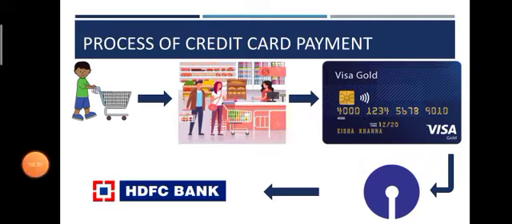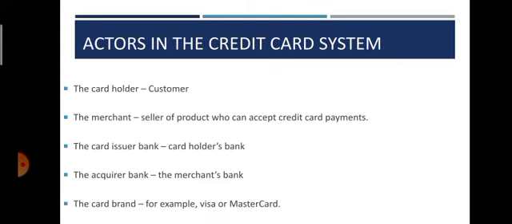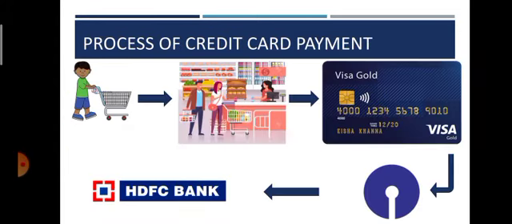Now let us see these actors in the credit card system. Here we'll be discussing how the credit card payment is processed. We have the customer, the merchant, the card issuer bank, the merchant's bank, and at last the card brand. So these are the five actors in the credit card system: card holder, merchant, card issuer bank, acquirer bank, and the card brand. Now let us see how the payment is actually processed in a credit card.